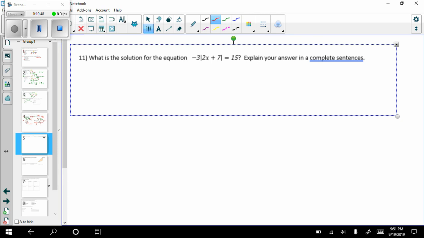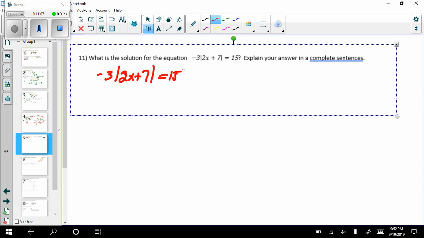All right, next one. This was the last one on the second page, and people really struggled with this. So what is the solution? Well, we cannot, here's the problem, I'm going to rewrite it. This is 2x plus 7 equals 15.